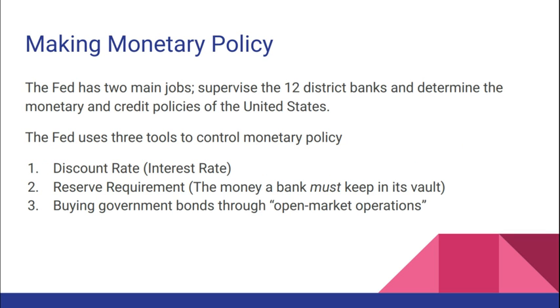The Federal Reserve is often shortened to the Fed in the news and how we're going to talk about it. It has two main jobs. It's going to supervise those 12 district banks, and it's going to determine the monetary and credit policies of the United States. The Fed uses three tools to do that. One's the discount rate, which is the interest rate. How much money are you going to be charged for borrowing money? The reserve requirement is the amount of money that a bank must keep in its vault at all times. And the third is buying government bonds through open market operations.